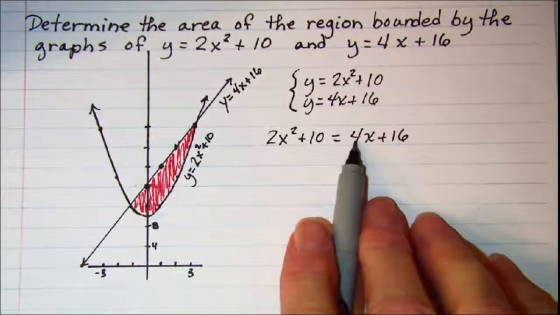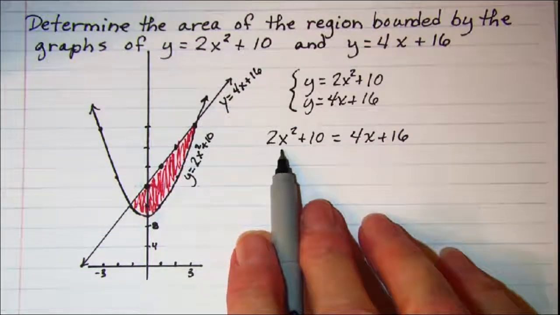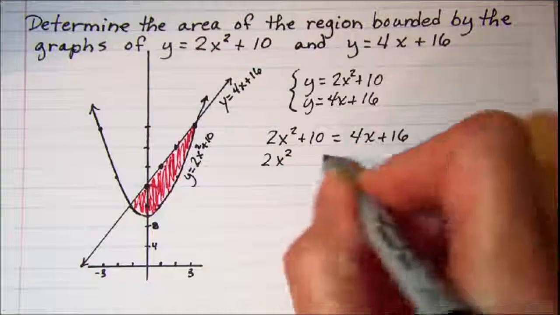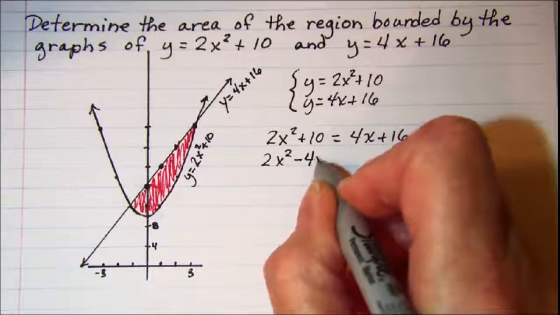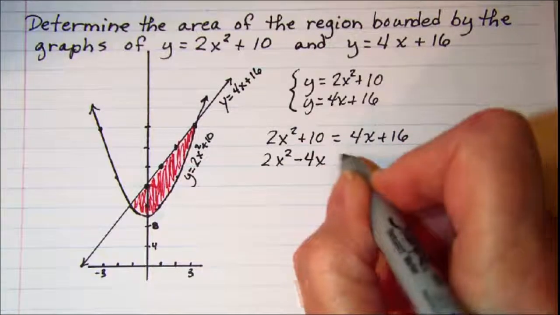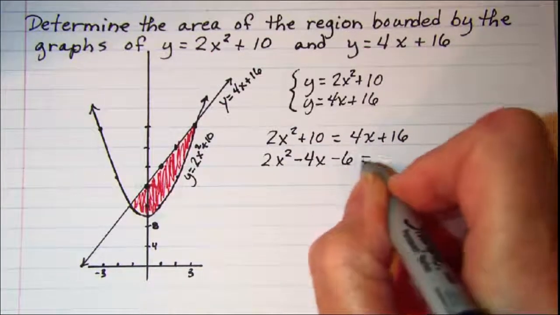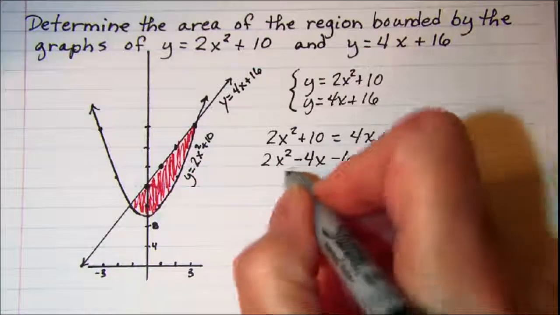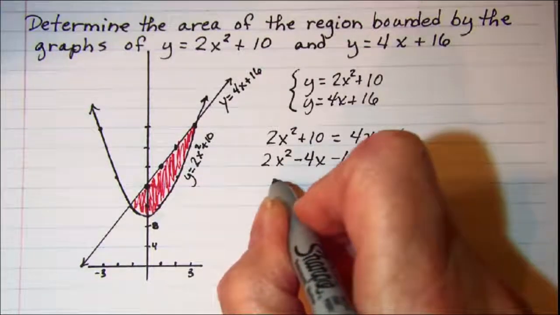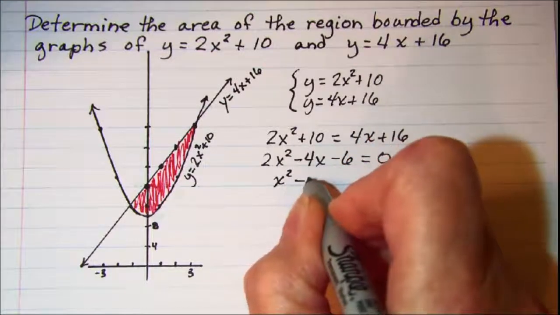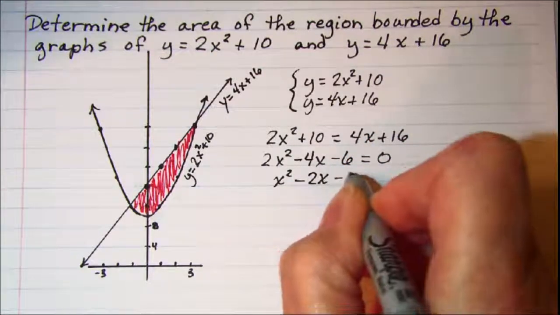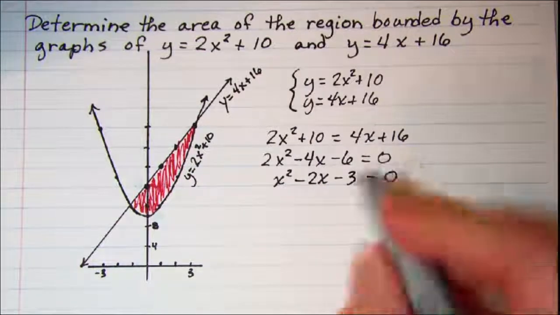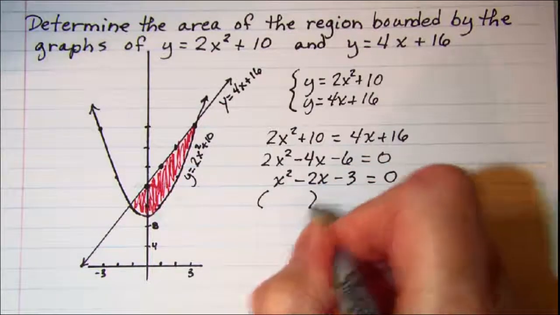Now let's move everything to one side. We have 2x squared minus 4x minus 6 equals 0. I'm going to divide through by 2 to simplify my quadratic, so I have x squared minus 2x minus 3 equals 0.